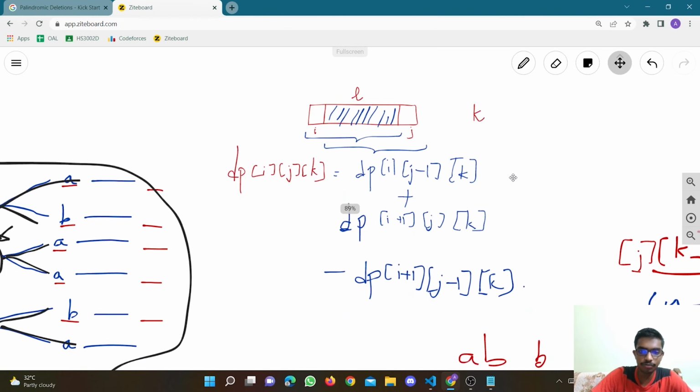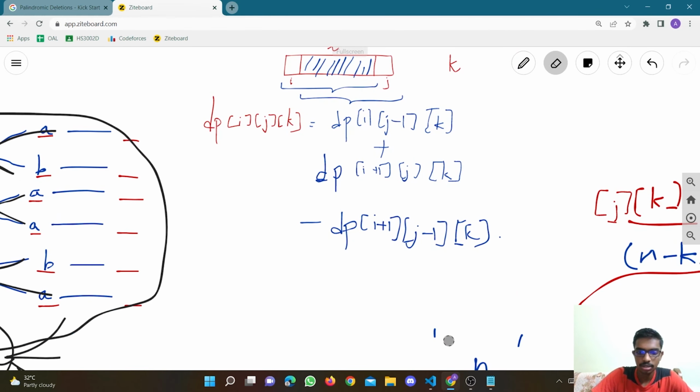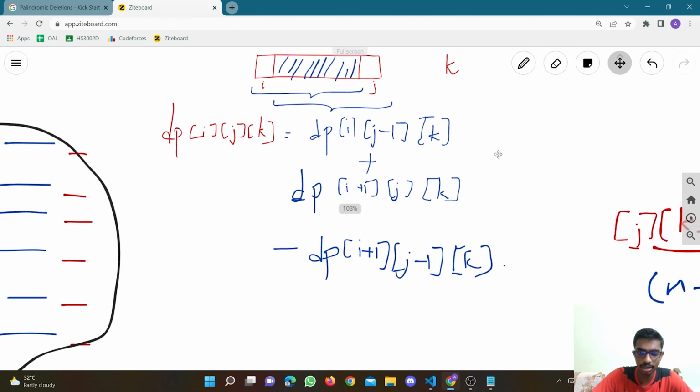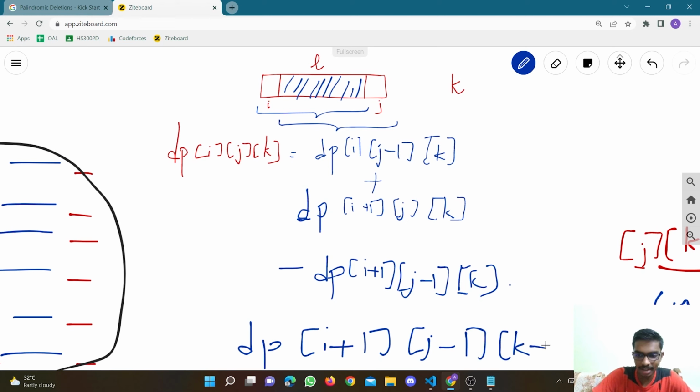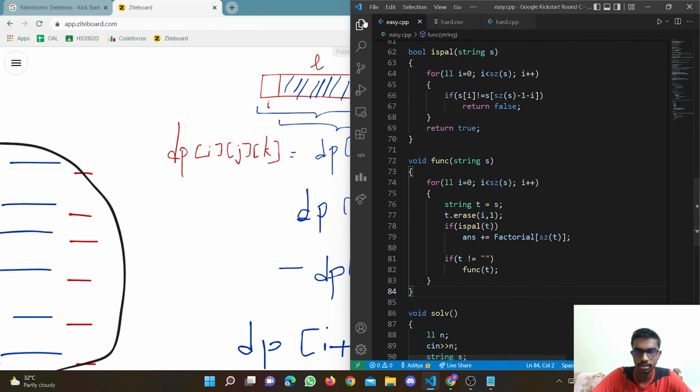So now that we know the first and last characters are equal, I already found dp of i plus 1, j minus 1, k minus 2, right? So that will be the number of palindromic subsequences that have length k minus 2 and lie in this range. If I add these two characters to it, that will give me a palindromic subsequence of length k in this range, and that uses both the first and last characters. So if the first and last characters are equal, I'll have to add that as well to my question.